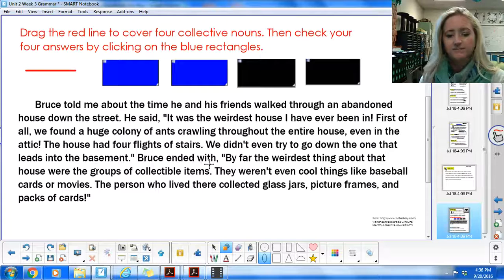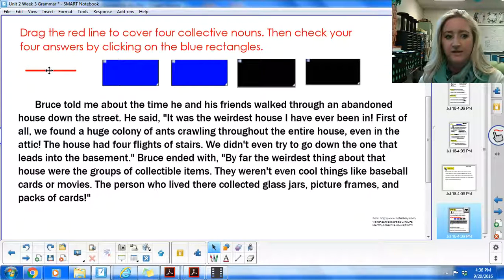Bruce ended with, "By far the weirdest thing about that house were the groups of collectible items. There weren't even cool things, like baseball cards or movies. The person who lived there collected glass jars, picture frames, and packs of cards." So remember, collective nouns are words that represent a group, like team. Now it says there's 4 of them, and I'm going to drag this red line to see if we can find them.